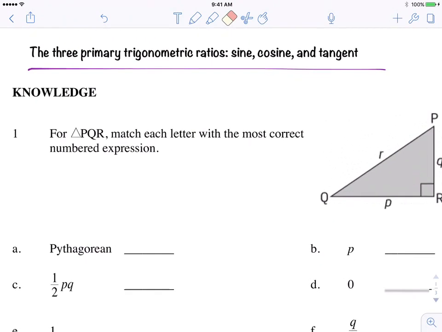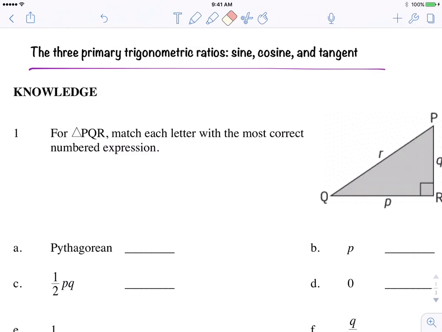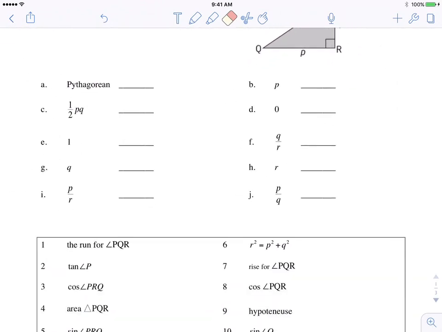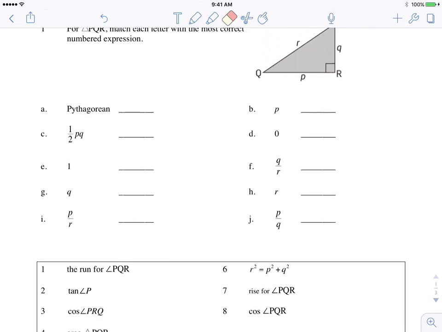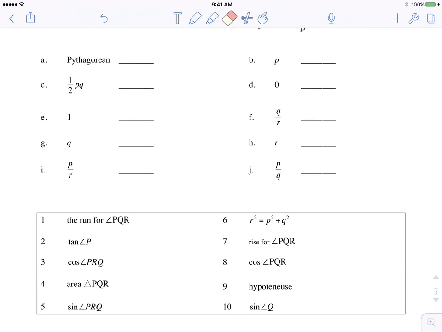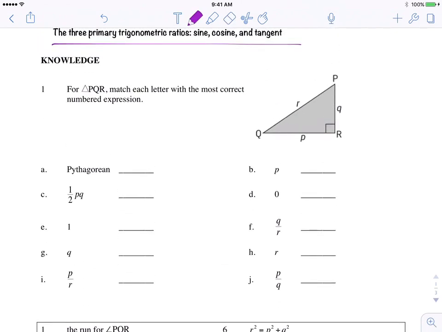All right, so knowledge. I'm going to let you do this first section on your own, but I will help you just quickly to get an understanding of what exactly I'm looking for. So very simply, for example, the hypotenuse. If you look at number 9 here, number 9 says hypotenuse. We know the hypotenuse is r. So here I would put number 9 next to r because r is the hypotenuse.